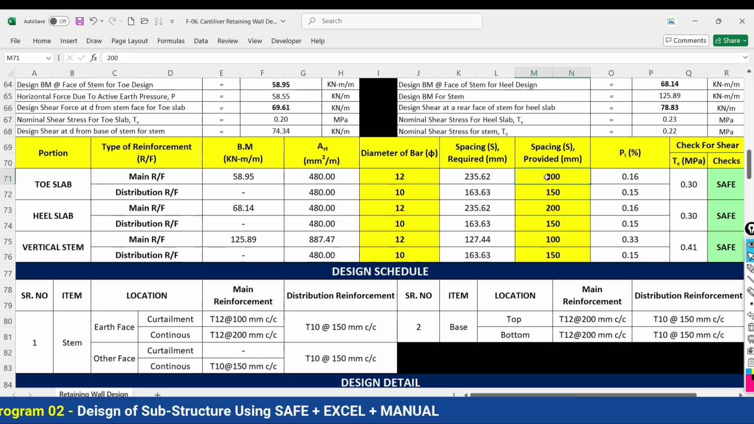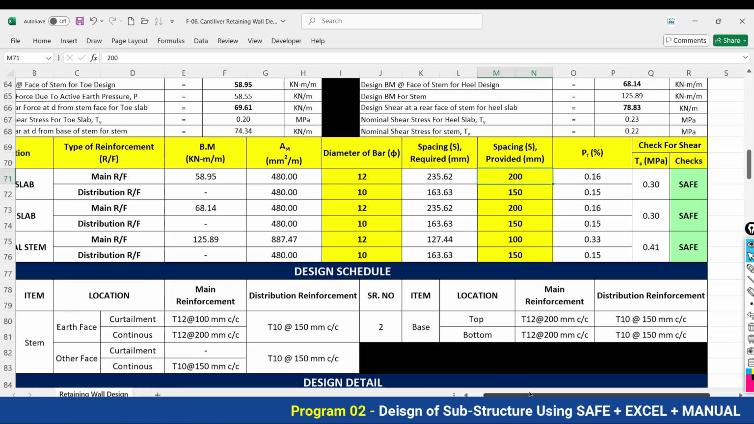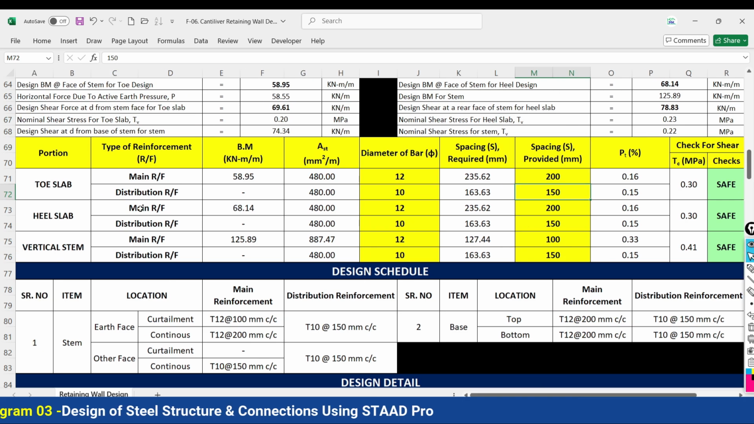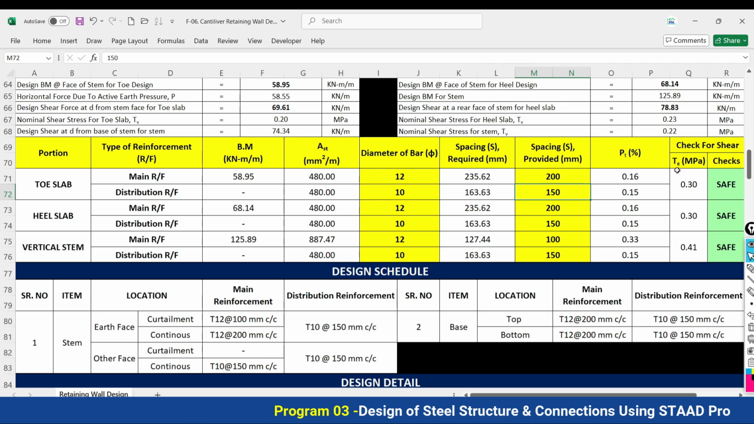So I am going to provide 200. Finally the reinforcement we are going to provide is 12 mm diameter of bar at a spacing of 200 mm center to center. Distribution reinforcement 10 mm diameter of bar, spacing required as 163, so we are going to provide 150 mm center to center, right? For the toe slab, the shear check has been done. Here 0.3 against critical capacity, so we are safe.